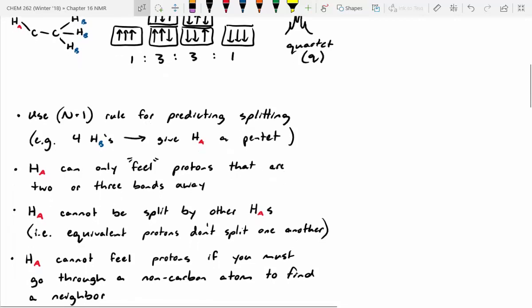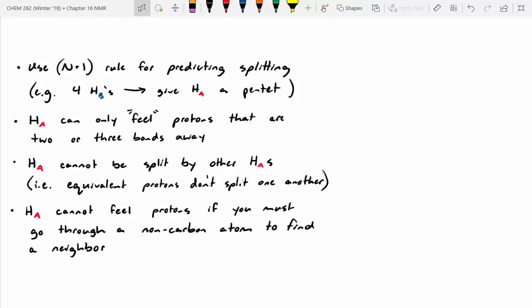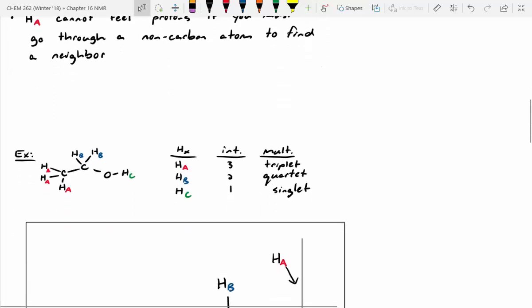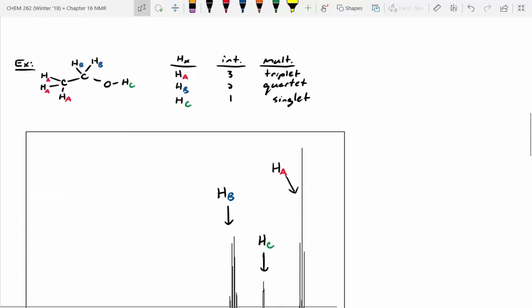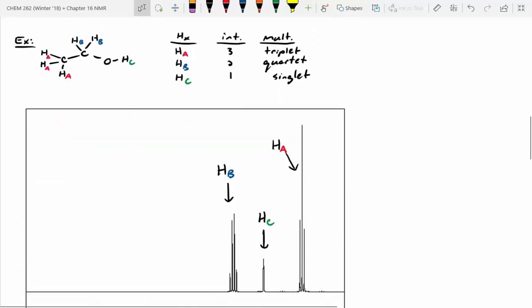The important thing to remember is you can only be split by protons that are 2 or 3 bonds away. You can't be split by other HAs, meaning equivalent protons. And you can't go through any non-carbon atoms for the most part. So that was one of our big takeaways. We went through a few examples. We didn't cover the chemical shift aspect, meaning where they show up left or right on the spectrum, but we were just trying to anticipate integration, meaning the area underneath the peak, and then the splitting pattern for the peaks.